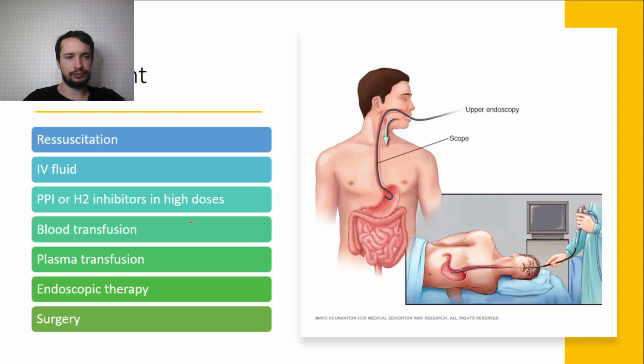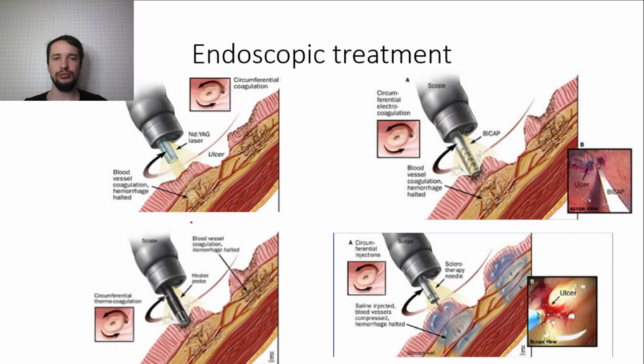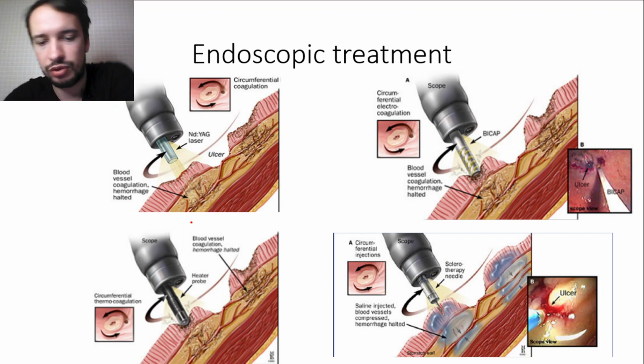Treatment: resuscitation if we need fluid, always PPI or H2 inhibitors in high doses, blood transfusion, plasma transfusion, endoscopic therapy, and surgery. Endoscopic treatment is a preferred procedure for the diagnosis and treatment of an upper gastrointestinal hemorrhage because of the low complication rate and accuracy after resuscitation and stabilization of the patient.